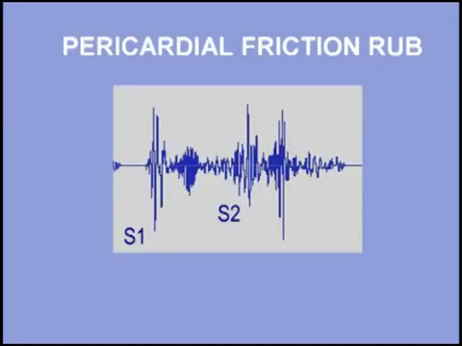Inflammation of the pericardial sac may produce a friction rub. These sounds are high-pitched and scratchy, often containing both a systolic and diastolic component. Listen to a two-component pericardial friction rub. I will start with 3 normal beats and then add the rub.